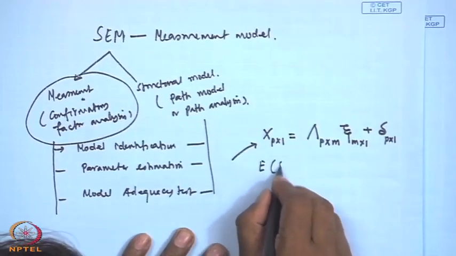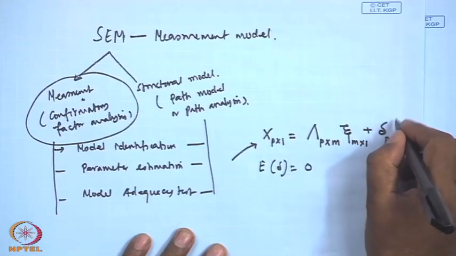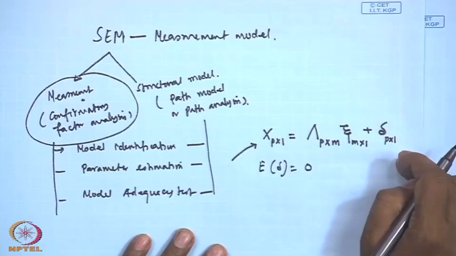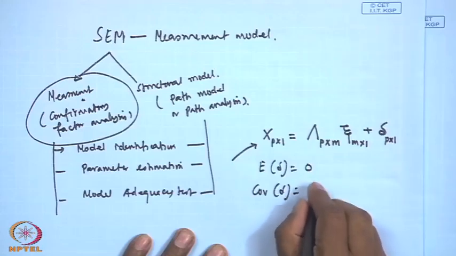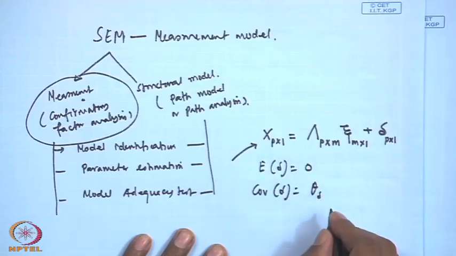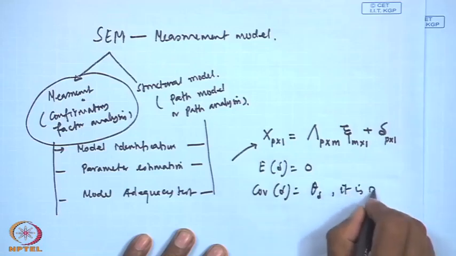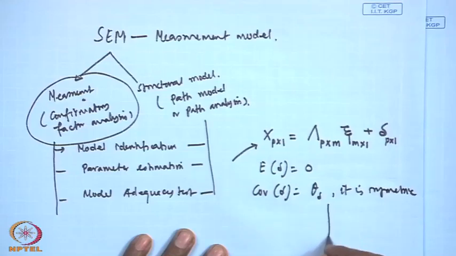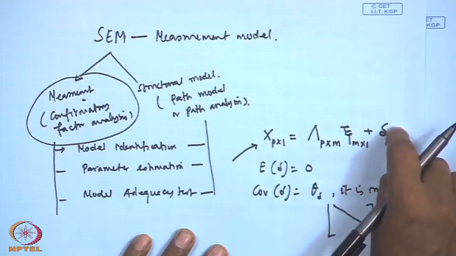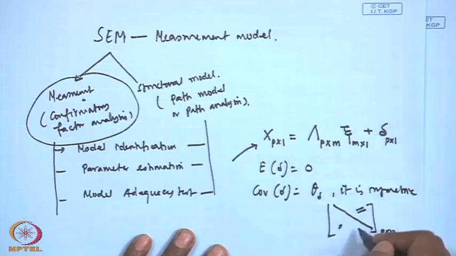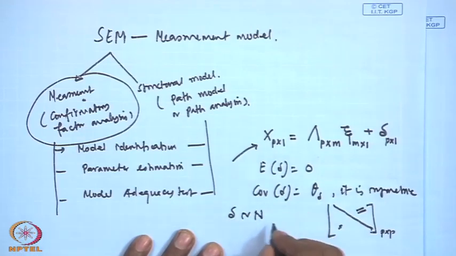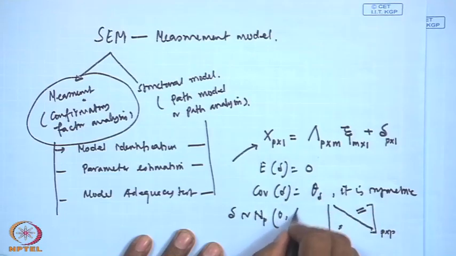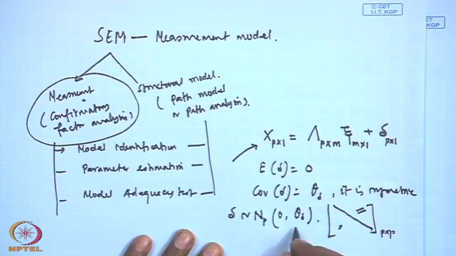We assume that the expected value of delta equals 0, that means the noise variable, the error terms, have mean 0, and the covariance of delta is theta, or you can also write theta delta, and it is symmetric. So, this will be p cross p. This will be the variance component of delta, and the off-diagonal elements will be the covariances, and they will be equal, that is why it is symmetric. And delta is multivariate normal with mean 0 and covariance matrix theta delta, or you can write theta also.